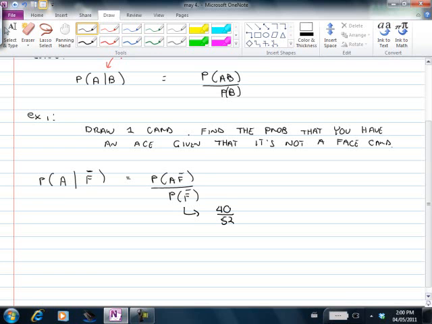The top takes a bit of logic. See, it says, I want an ace, and it's not a face card. Well, an ace is already not a face card. So now we just use logic. How many aces are in the deck? 4. So it'll be 4 out of 52. I want you to go ahead, simplify this, and solve it. So it would be 4 over 52 times 52 over 40, and if you work that out, it gives you 4 over 40, or simply 1 over 10.